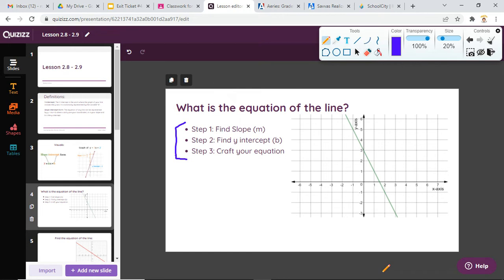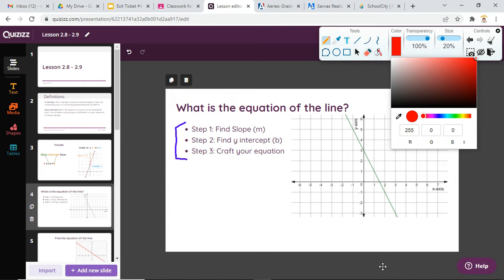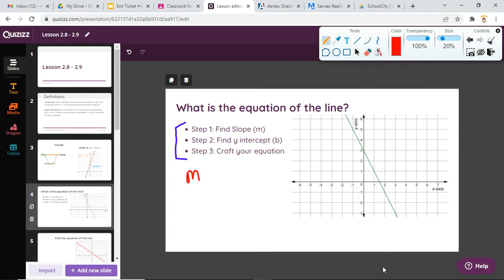Now, step 1 and step 2 are really interchangeable. You can do whichever one you want first. It doesn't make a difference, but you do need to find both of them. So this one says we should start off by finding our slope. Let's do just that. Let's find my slope.